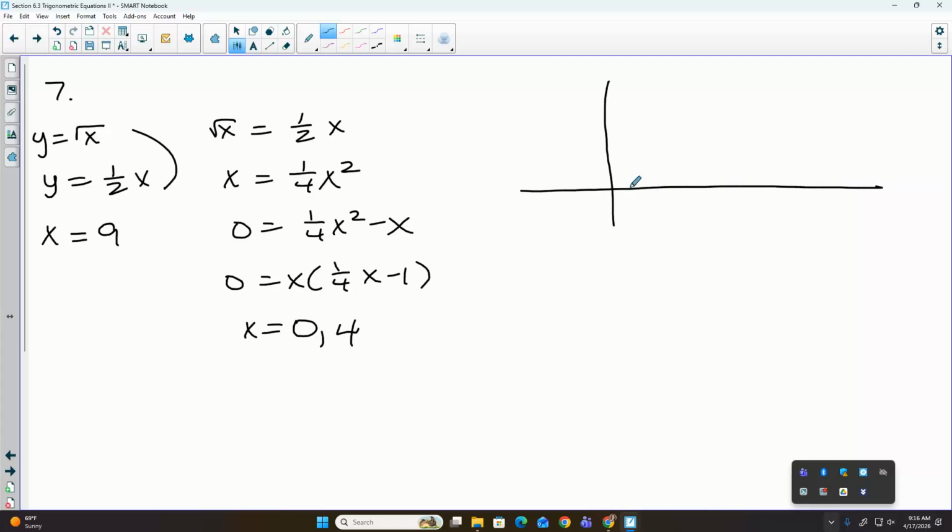In your graph, x equals 9 is just a vertical line at 9. It's basically giving me my stopping point. The square root of x, square root of 0 is 0. 1, 1. 4, 2. 9, 3. 1/2 x, it's a line, y-intercept is 0, slope 1/2.